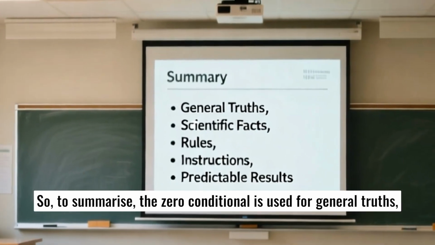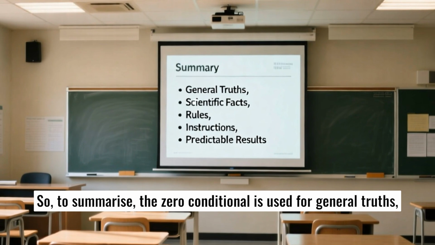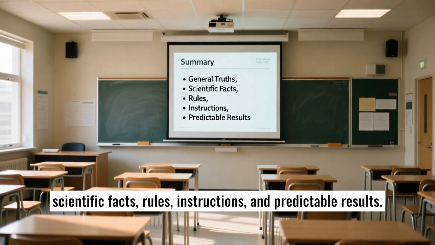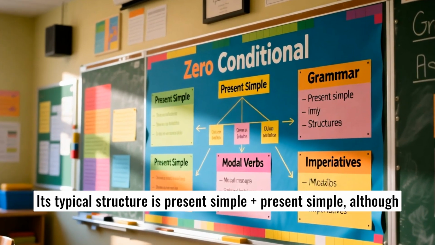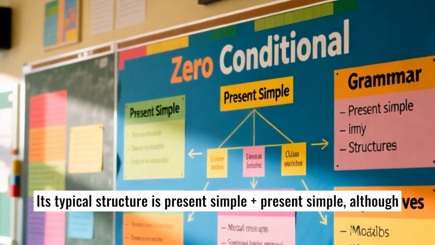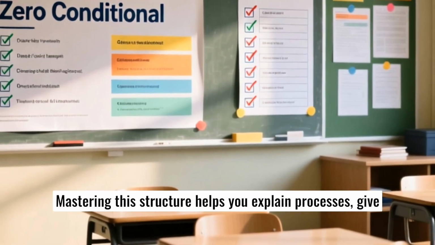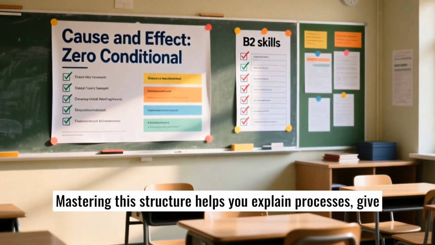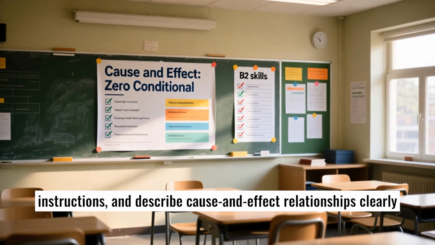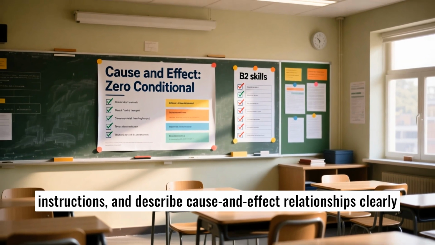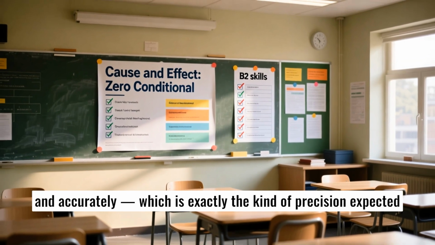So, to summarize, the zero conditional is used for general truths, scientific facts, rules, instructions, and predictable results. Its typical structure is present simple plus present simple, although modal verbs and imperatives can also appear. Mastering this structure helps you explain processes, give instructions, and describe cause and effect relationships clearly and accurately, which is exactly the kind of precision expected at B2 level.